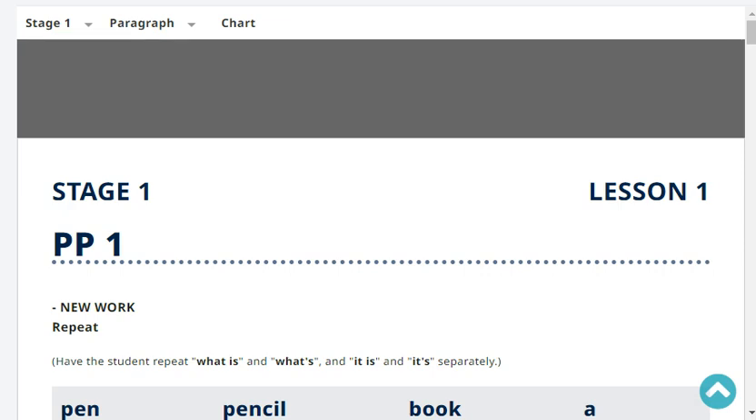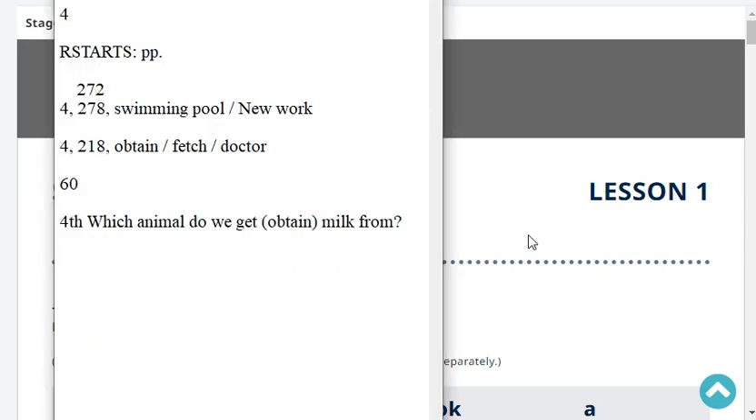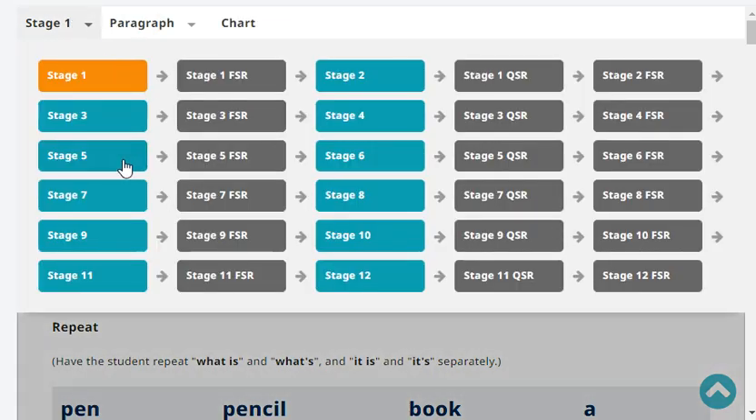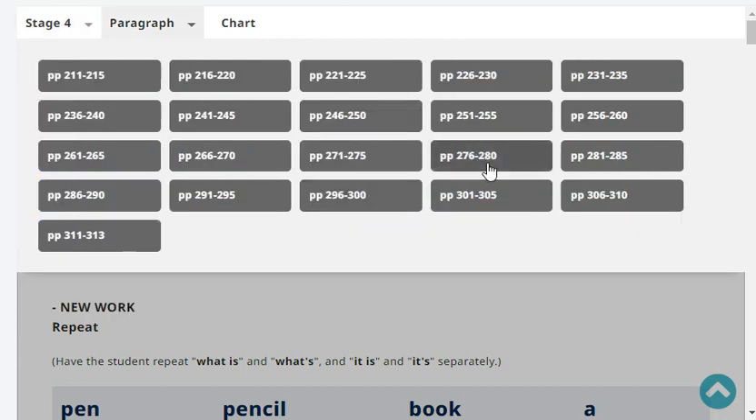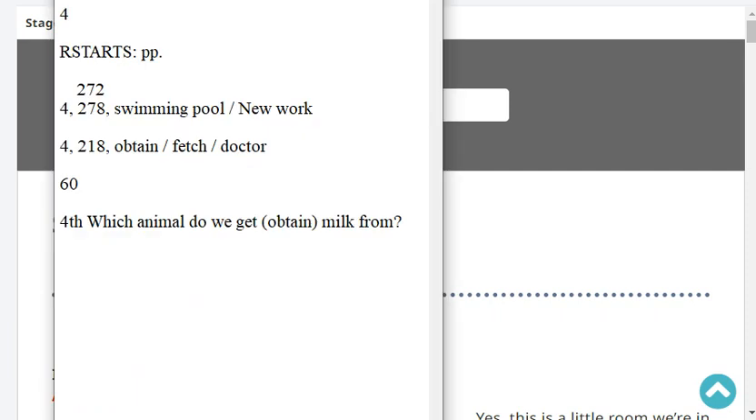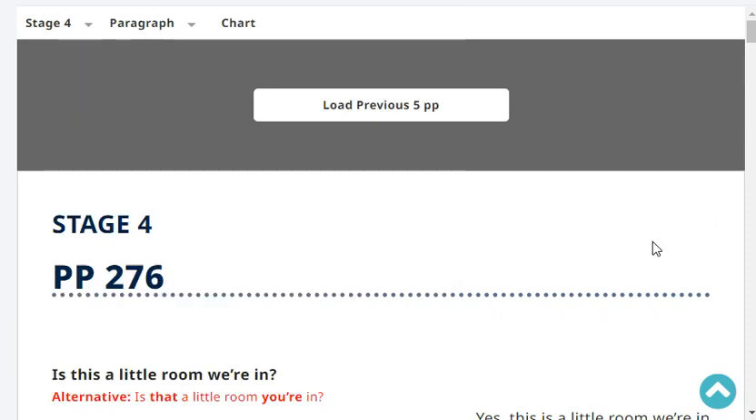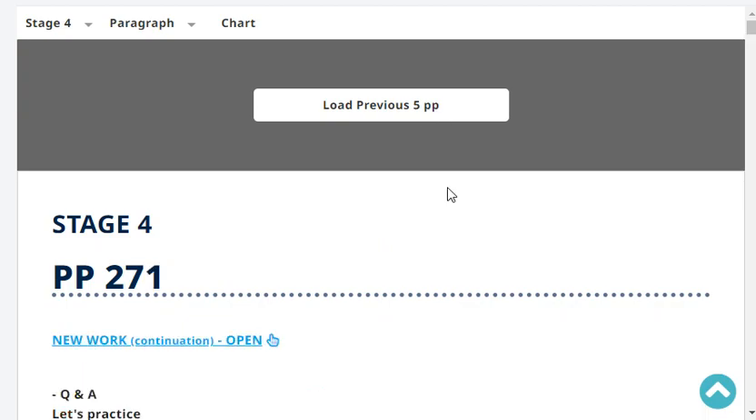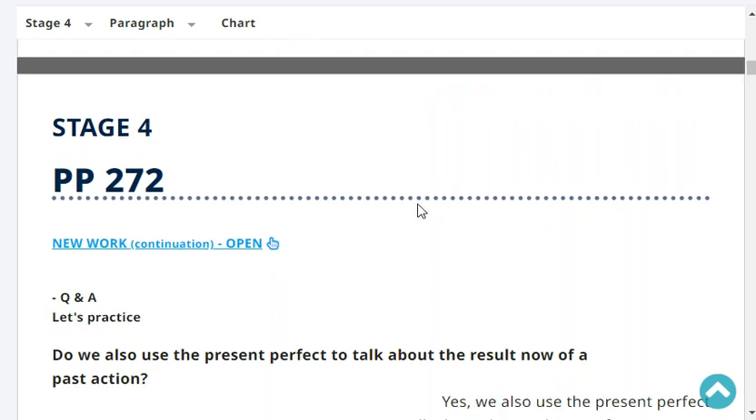Okay, so our progress report says we are at stage 4, paragraph page 278. Our last headword was swimming pool, newer type of lesson. So let's start with our revision. Let me just scroll down. Okay, here we go. First question.